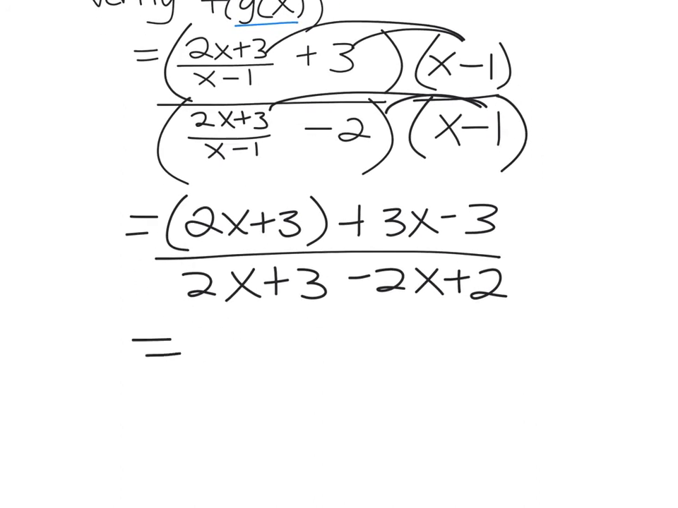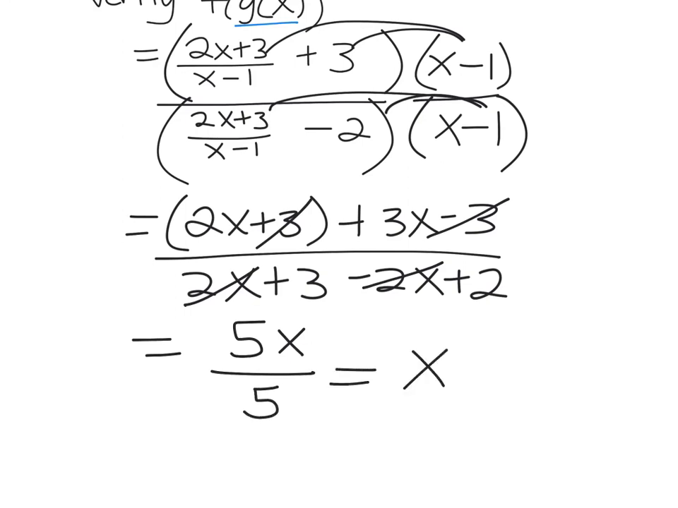Now our fractions are gone, and then we get a 2x plus a 3x is a 5x, because the 3's cancel out. And then in the denominator, the 2x and the negative 2x cancel out, and 5x over 5 is x. Yay!